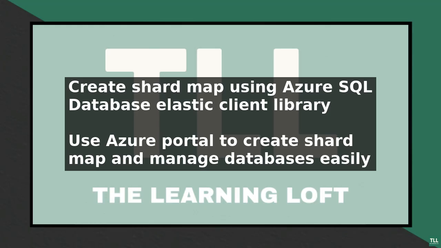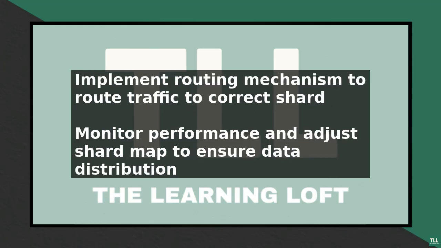Best practices for deploying Azure SQL Scale-out include monitoring performance and adjusting the shard map as needed, using data encryption to secure data in transit and at rest, and implementing backup and disaster recovery procedures to ensure business continuity. Additionally, you should regularly review and optimize your shard map to ensure that data is evenly distributed across the shards.